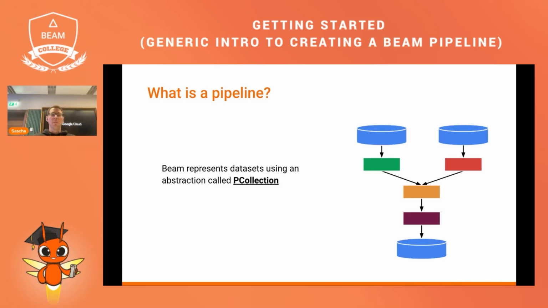And whenever it comes to the portability aspect and running on multiple runners, each of them knows how to deal with a PCollection whenever a Beam pipeline is submitted. So there is no need to change the data structure if you decide to move from one runner to the next one.